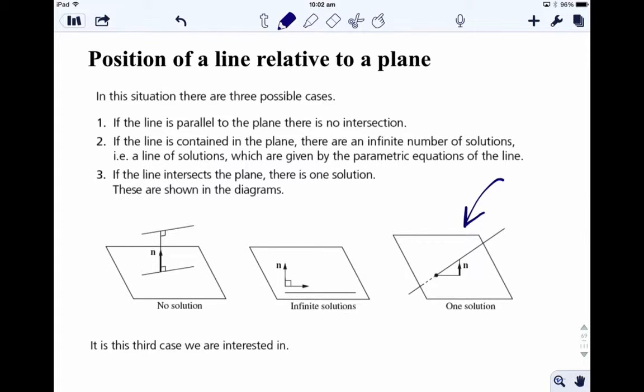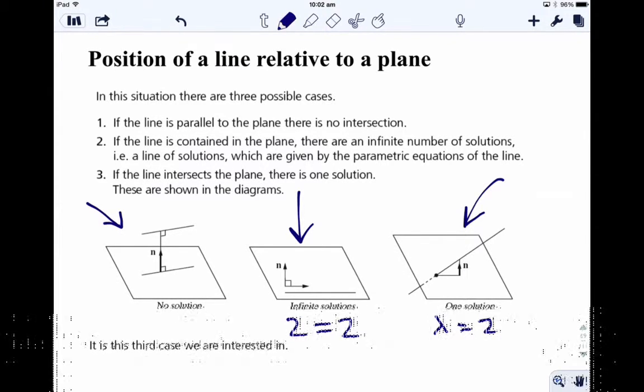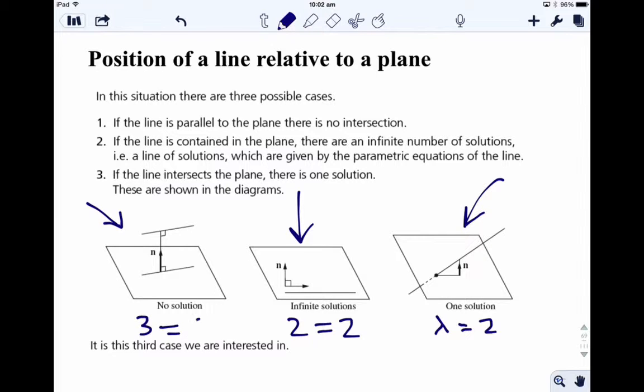So for this one here, we're going to get a unique solution for the value of lambda. For this one here, the infinite solutions one, if we solve using the method I'm going to show you, we're going to get something like 2 equals 2, something that's true but is not going to help us to find a value of lambda. For the first case here, we're going to get something like 3 equals 0, something that does not make sense. Okay, that shows that there's no solution.